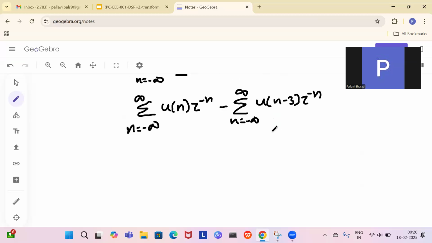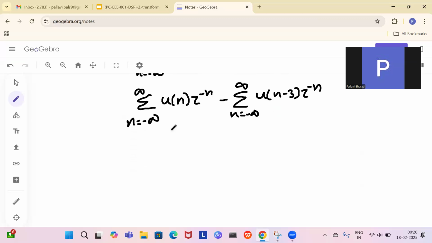Fine. Now you see, the first one, the signal is starting from where? The signal is starting from 0. So we are going to change the limit. n equals 0 to infinity, the value is 1, z to the power minus n, minus, and again here the limit will start from 3, because just now we saw the unit step sequence is starting from 3.